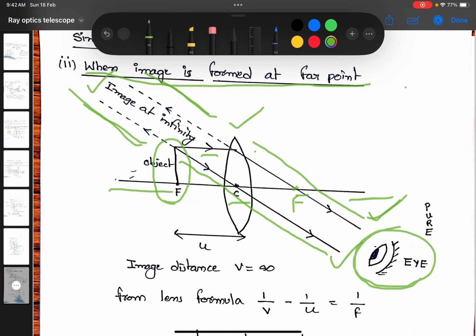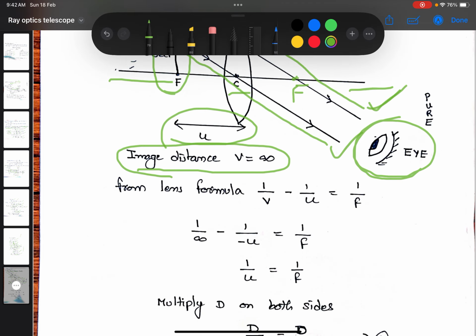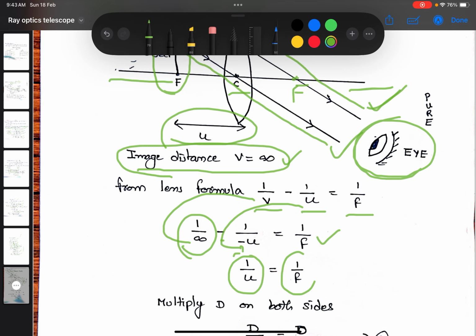Okay, so that's why I mentioned here image distance v is equal to infinity and object distance is u. From the lens formula we know that 1 by v minus 1 by u is equal to 1 by f. From the diagram I clearly mentioned the image distance v value is infinity, so directly I have taken v as infinity, and the object is placed on the left hand side, that's why u is replaced by minus u. So 1 by infinity is exactly 0, and minus of minus is plus, so 1 by u is equal to 1 by f.